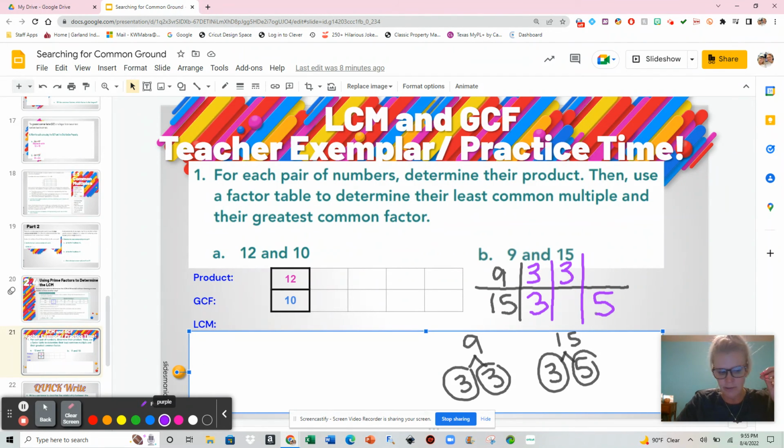Now, what I want you to do is C and D on your own. I want you to find the product, I want you to find the GCF, and I want you to find the least common multiple. All right, I am going to have you guys stop the video here, and I want you to spend the rest of class time finishing these 2 tables and answering the quick write on page 11.